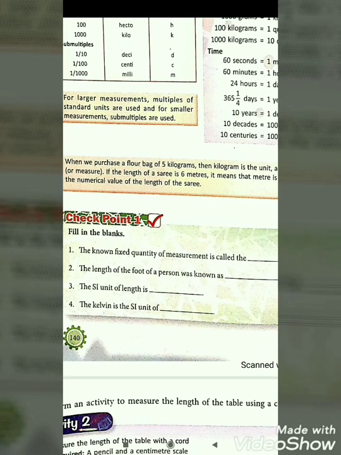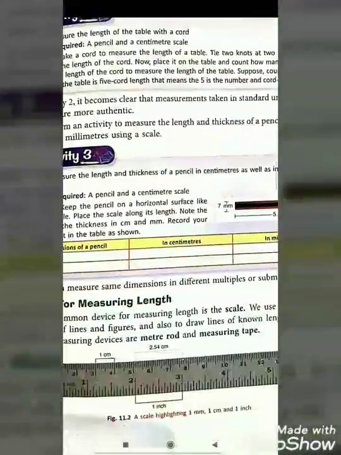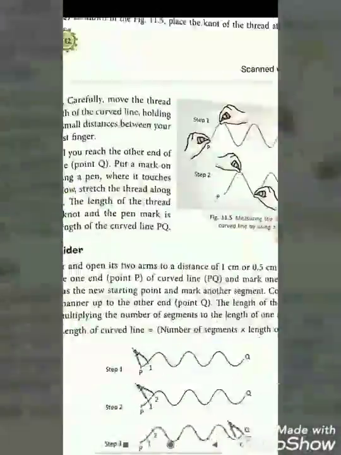Okay. Question number 4. The Kelvin is the SI unit of what? Like the meter is the SI unit of length, as given in question number 3, and like ampere is the SI unit of electric current, similarly, Kelvin is the SI unit of temperature. Kelvin is the standard unit for temperature. Clear? Okay students.